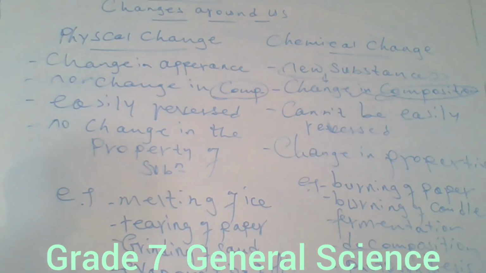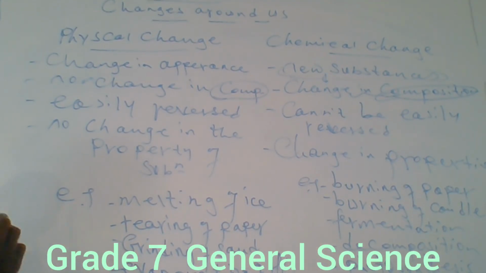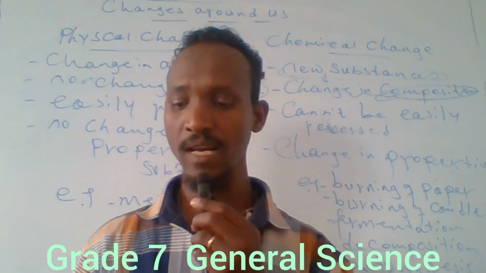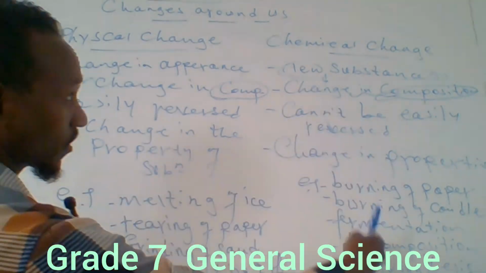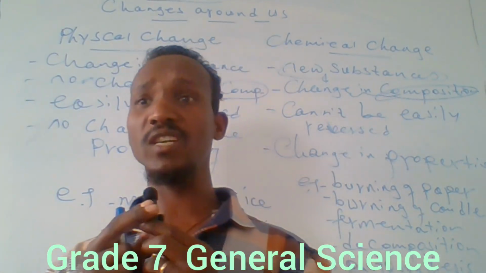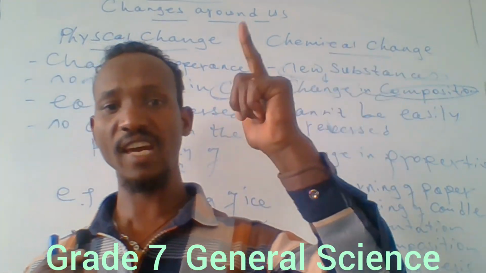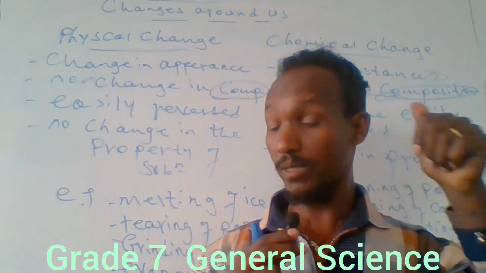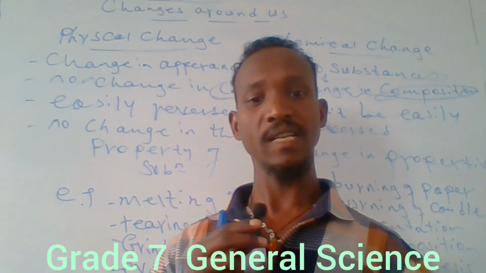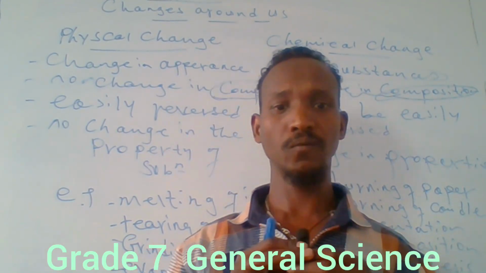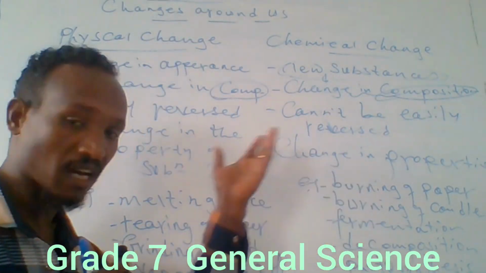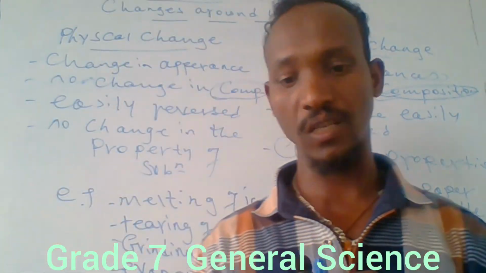All of these are changes that happen around us as a result of physical change and chemical change. There are effects of physical change and effects of chemical change. Both can have positive and negative effects, that means they have their own uses and their own disadvantages. So what are the advantages and disadvantages of physical change and chemical change that happen around us? We will see in another time.